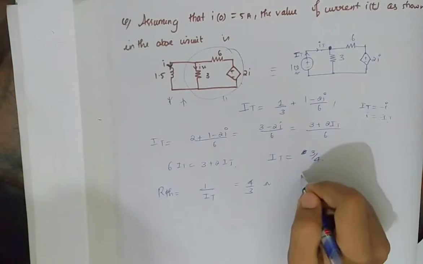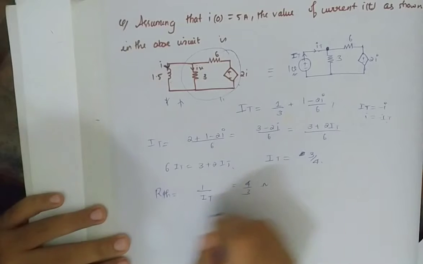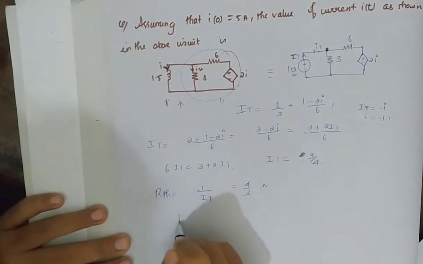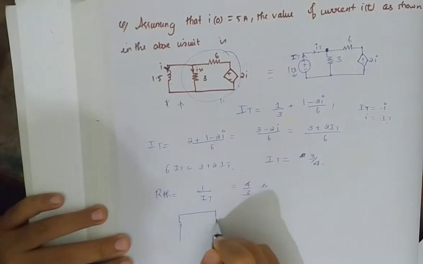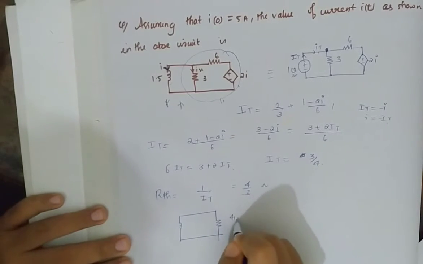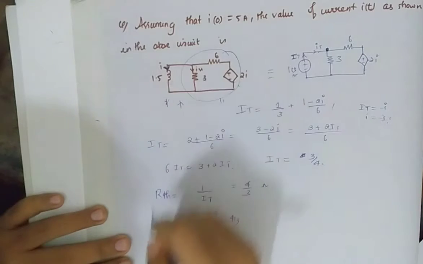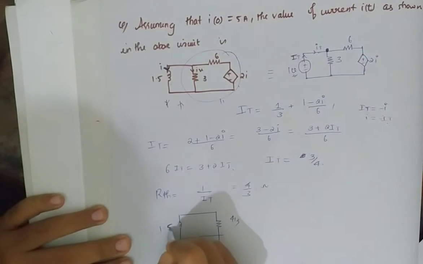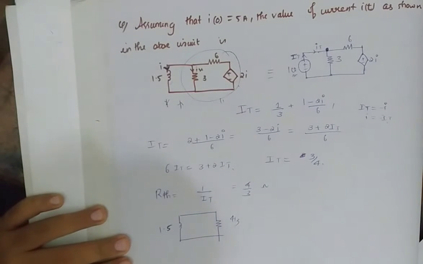And now what? RTH meaning R equivalent. So then I will draw the equivalent circuit. So this is 4 by 3 and we'll take back our inductor, that is 1.5 Henry. And now we'll see what happens.